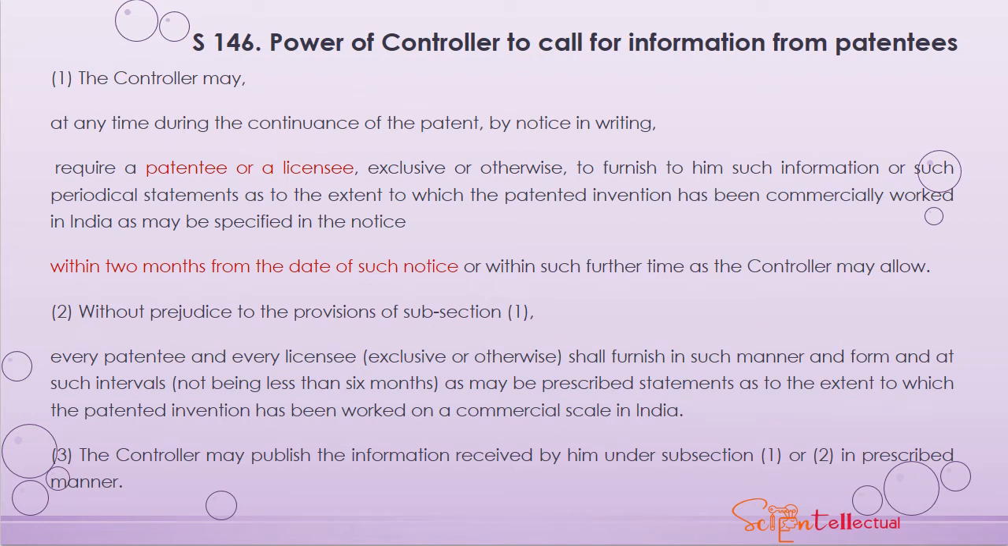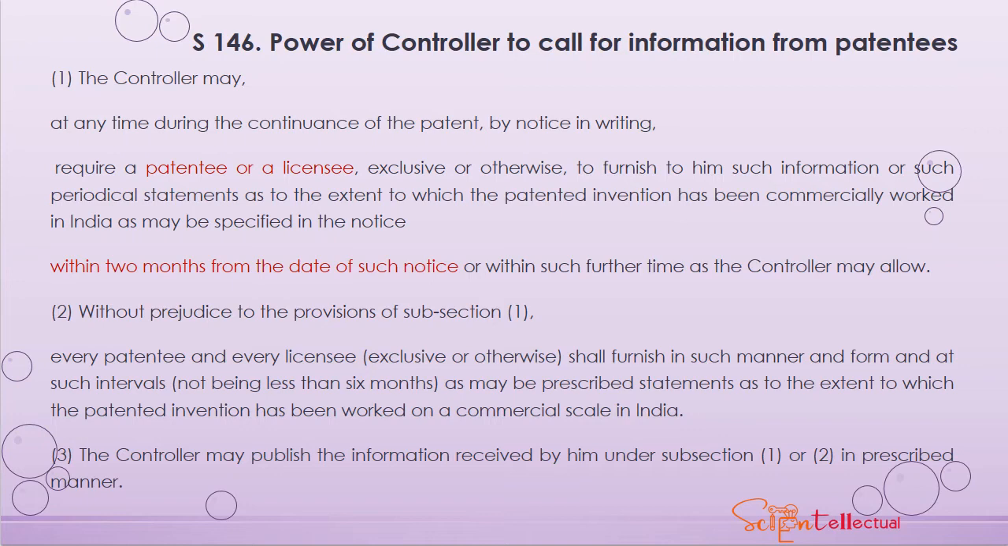Section 146. Power of controller to call for information from patentees. This section is very important. Subsection 1. The controller may at any time during the continuation of the patent, by notice in writing, require a patentee or a licensee, whether exclusive or not, to furnish information or periodical statement as to what extent the patented invention has been commercially worked in India.